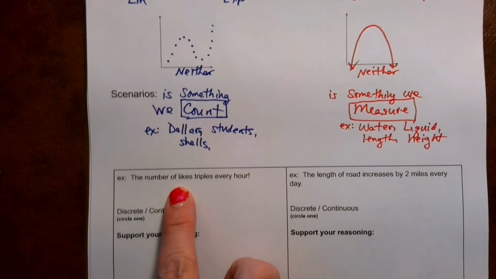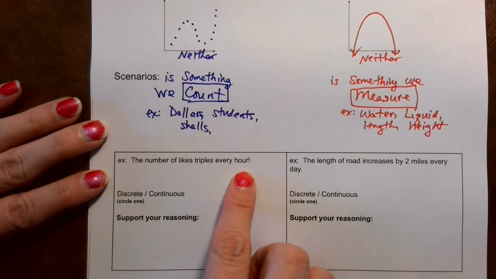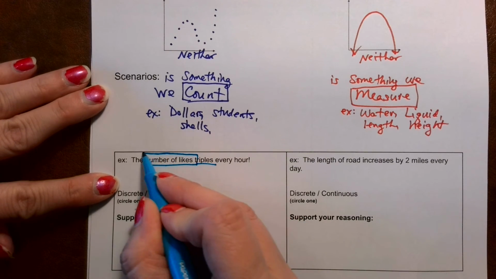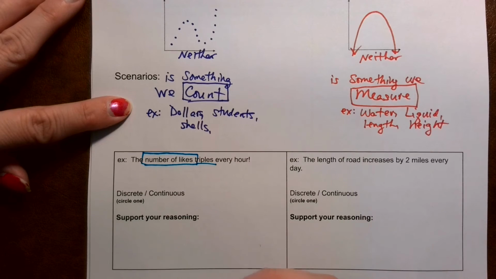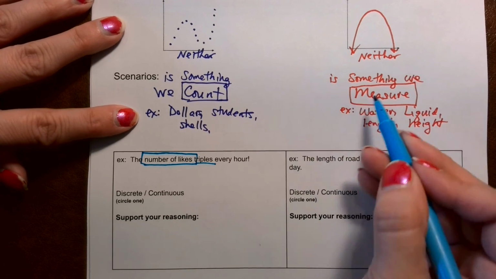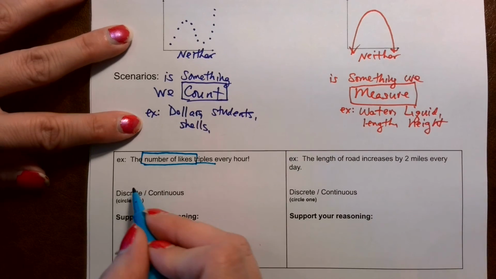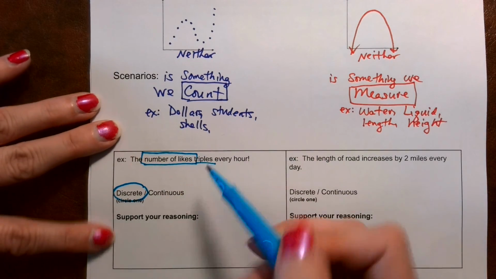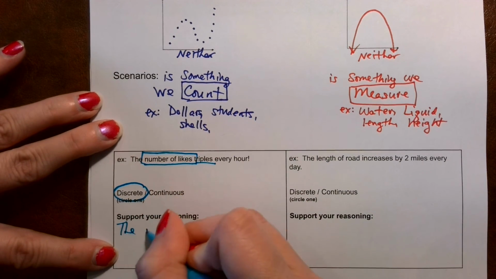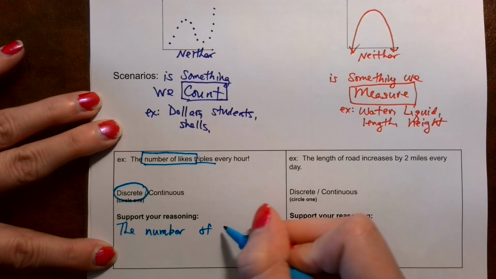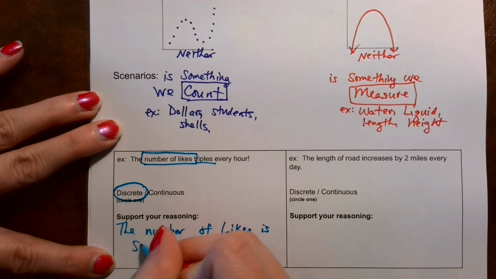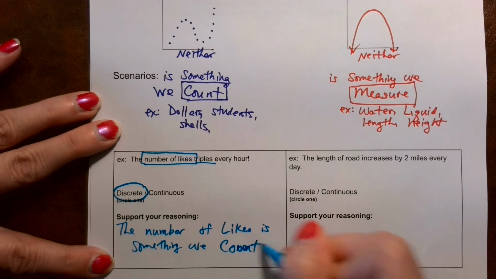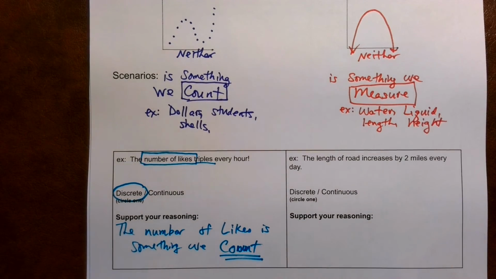How about this one? The number of likes triples every hour. I notice that it's tripling. But what's tripling? The number of likes. So this is a scenario. Is likes something we count or measure? It's something we count. So we're going to say it's discrete. I'm not going to say because the graph is dots. I don't see a graph here. The reason it's discrete is because the number of likes is something we count. Count is the word I'd be looking for on your test.